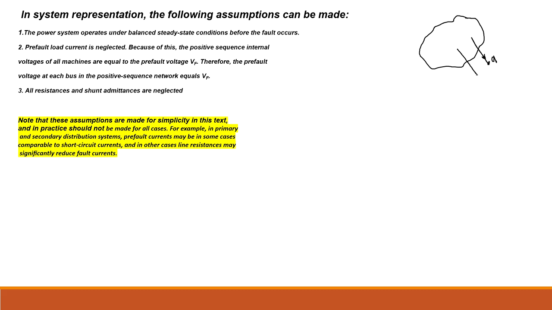So as we see, we assume that we have three terminals. Terminal A, terminal B, and terminal C. Okay? And these are the currents that we already discussed. Current IC. Okay? Current IB. Current IA. As we said, if we look to the system and we see that these currents are equal to zero, we say that the system is under the normal conditions. That means that the system operates under balanced steady state conditions.